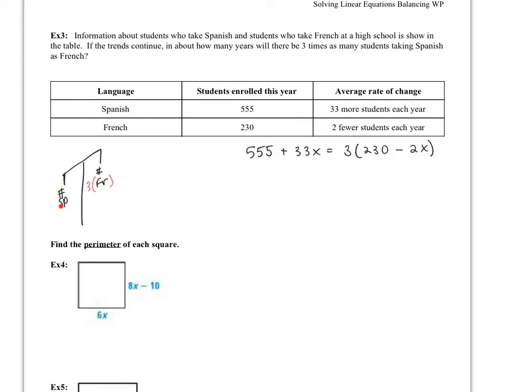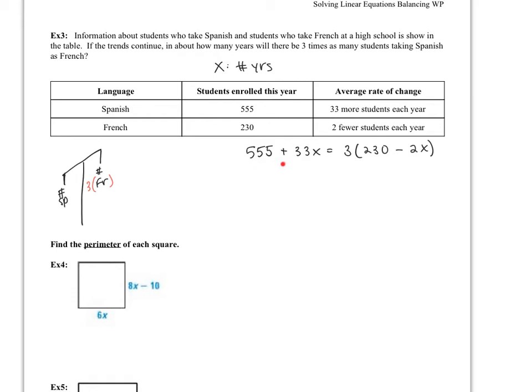So since I have Spanish students on this side and the number of French students on this side, and there are going to be more Spanish students, that would mean that my scale would tip in this direction, and so I would need to multiply the number of French students by 3 in order to bring my scale back to even.